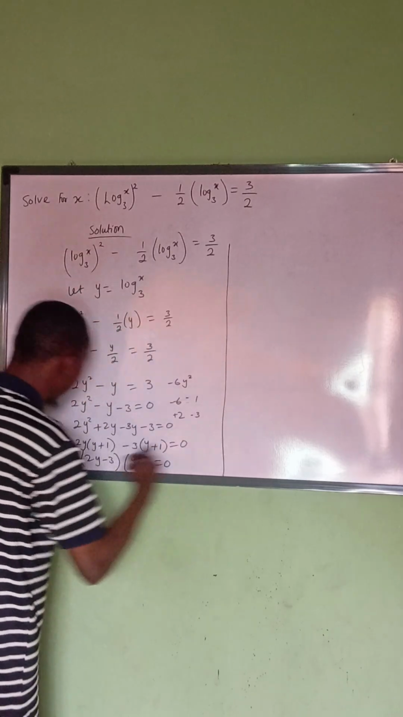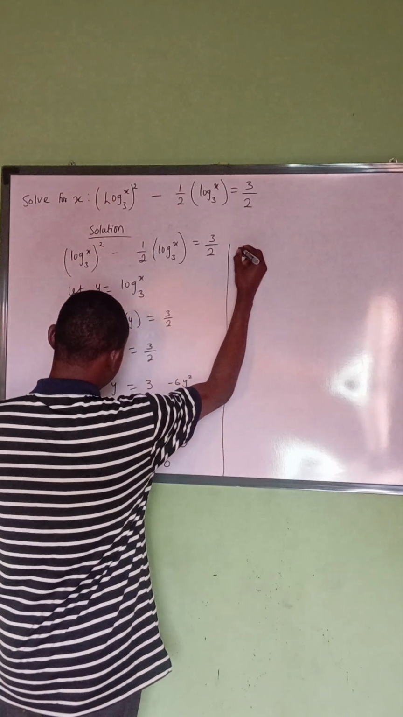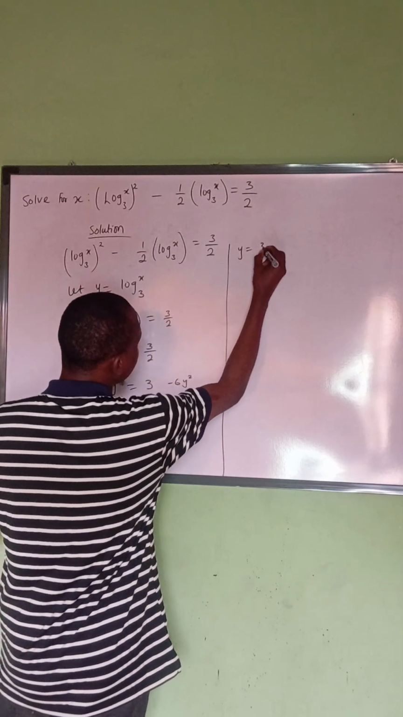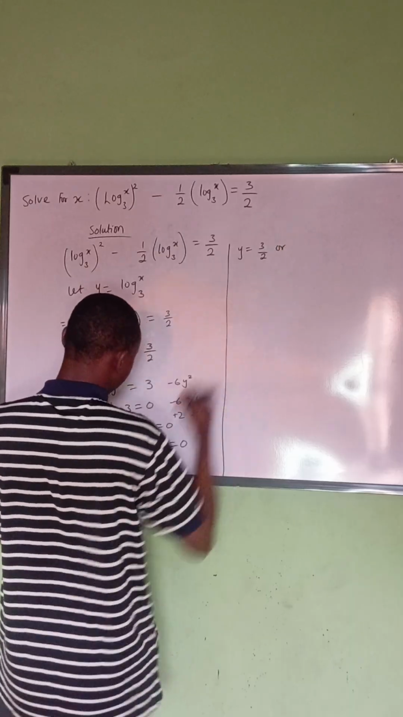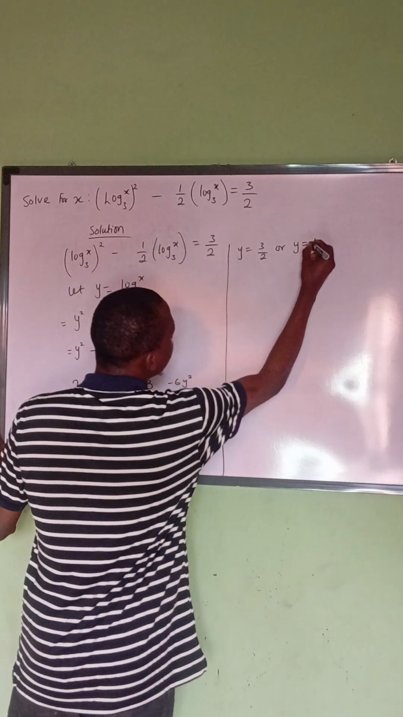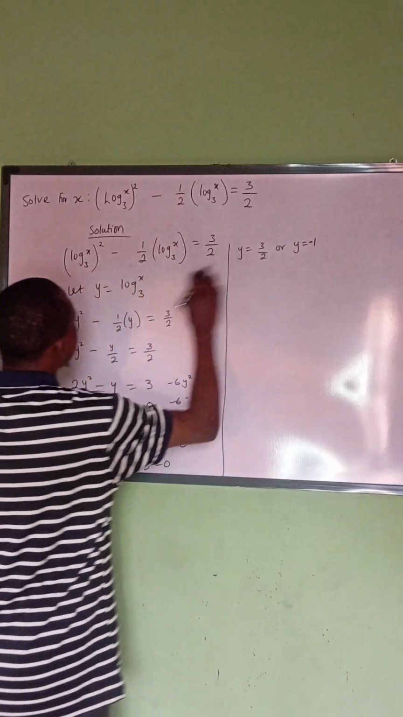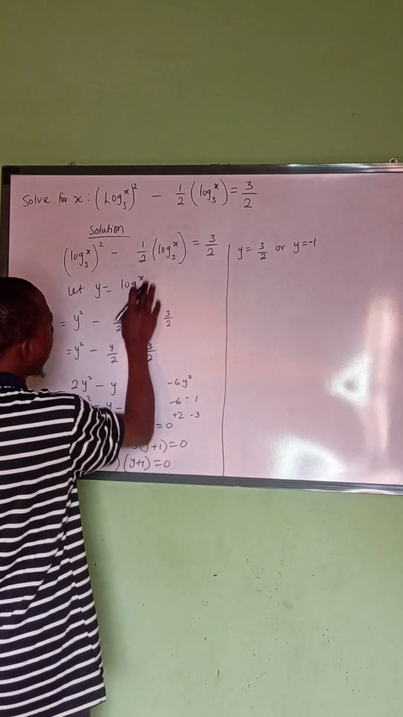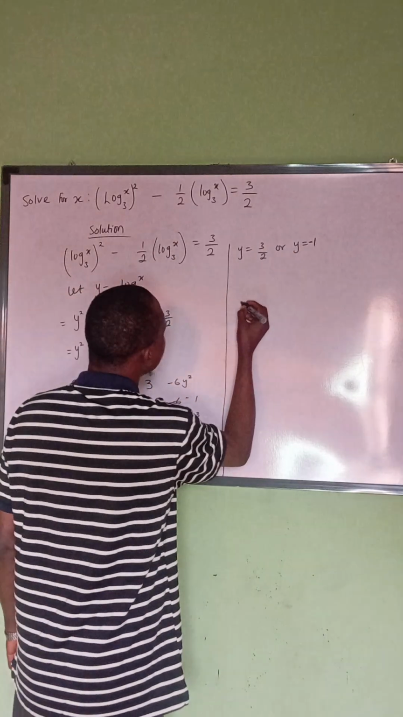So the roots of the quadratic equation will be what? y is equal to what? That will be 3 over 2, or we have the value of y to be equal to minus 1. Now, don't forget we let y be log x base 3. Now let's substitute it back.